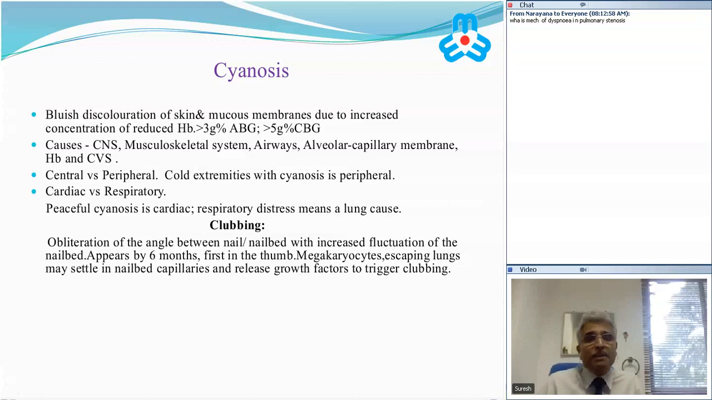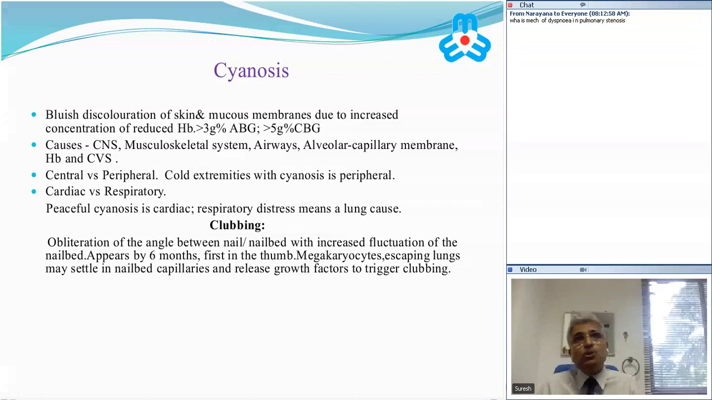What is clubbing? It is an obliteration of the angle between the nail and the nail bed, and it is accompanied by an increased fluctuation of the nail bed. If you are following a baby with cyanosis, this tends to appear by 6 to 7 months, and it appears first in the thumb. Why does clubbing occur? We do not know the actual reason.